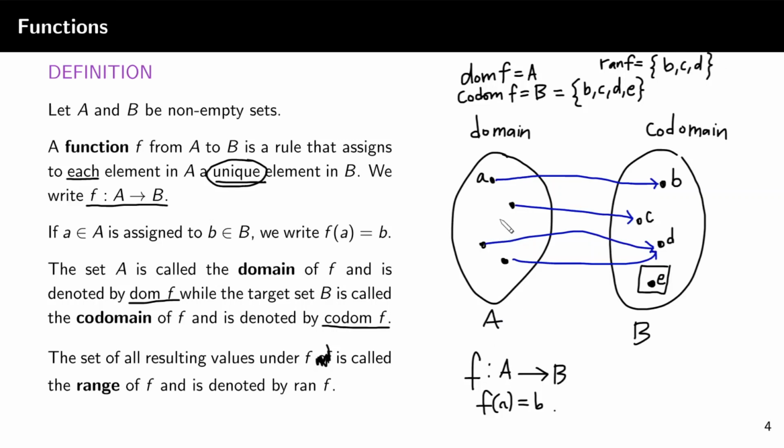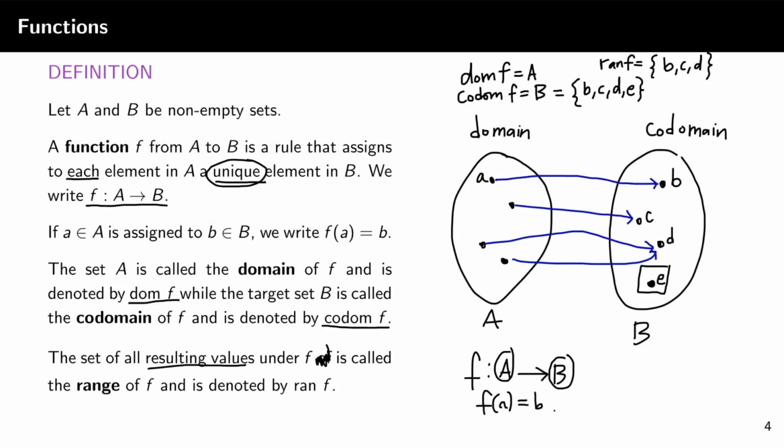Okay. So again, yung domain natin is laging yung first set. Yung codomain, it will be the second set, yung set of target elements. Okay? And then yung range will be the set of resulting values. So lahat nung elements ng codomain na may partner from the domain.